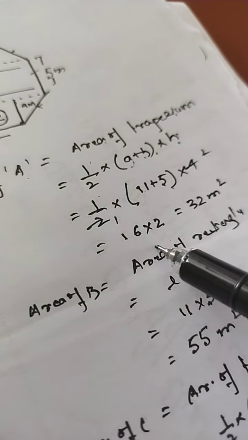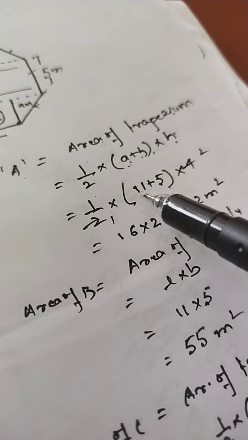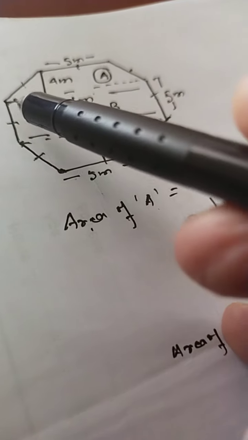After reducing, you will get the answer as 32 meters square. That is 2 ones are 2, 2 twos are 4, 11 plus 5 is 16, 16 twos are 32 meters square. Fine. Now we'll get the area of this middle portion.